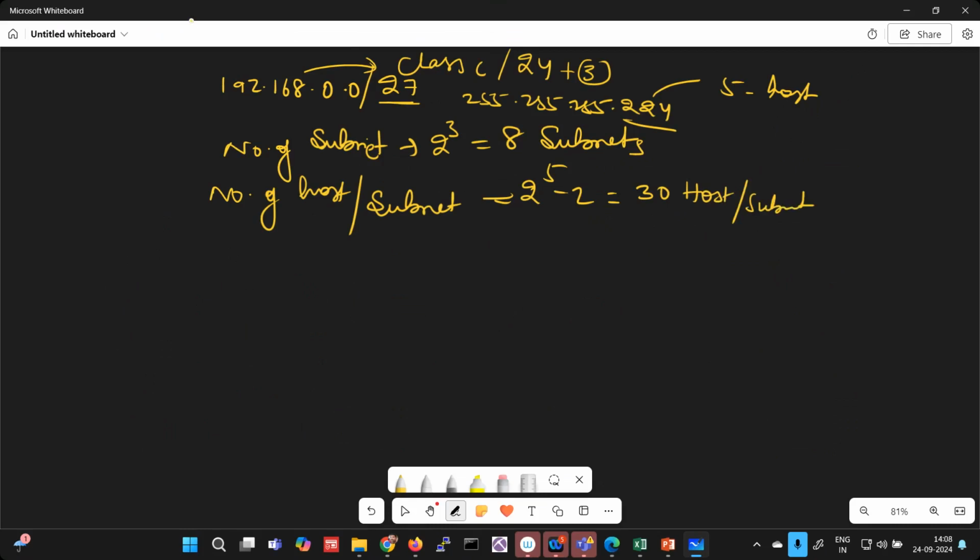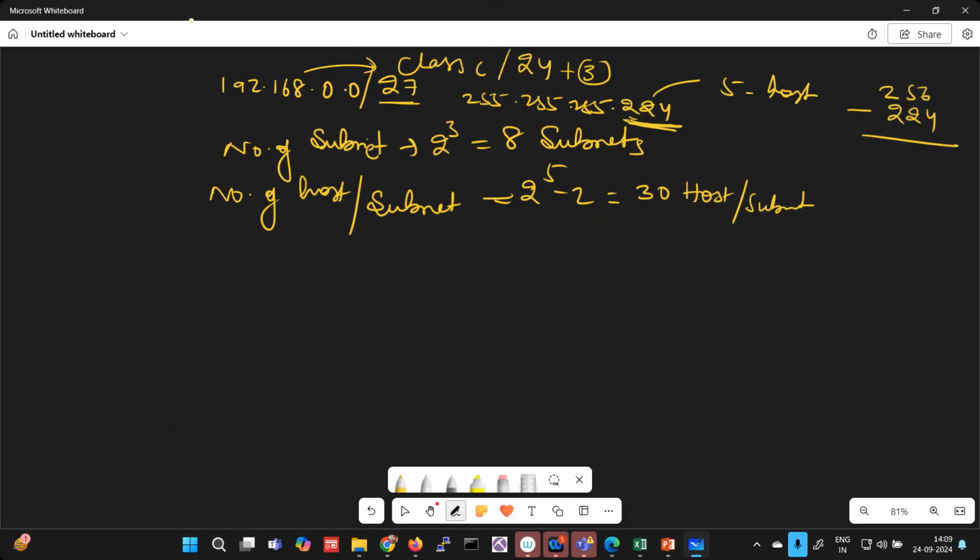So what will be the address of the first subnet, second subnet, third subnet? We can use a shortcut method. You can write here 256 minus 224. This 224 needs to be subtracted. Why 224? Because this 224 is contributing to the subnetting. It is the subnet ID. So just subtract 224 from 256, and we will get a base number.